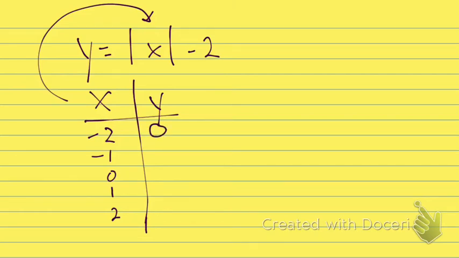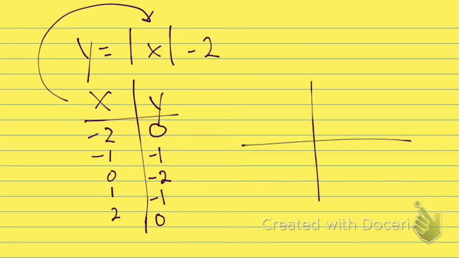Substitute negative 1 in for x. Absolute value of negative 1 is 1. 1 minus 2 is negative 1. Substitute in 0 for x. Absolute value of 0 is 0. Minus 2 is negative 2. Substitute in 1. Absolute value of 1 is 1 minus 2. Negative 1. Substitute in 2. The absolute value of 2 is 2. Minus 2 is 0. Here are my ordered pairs.